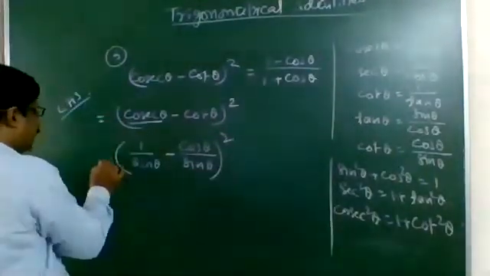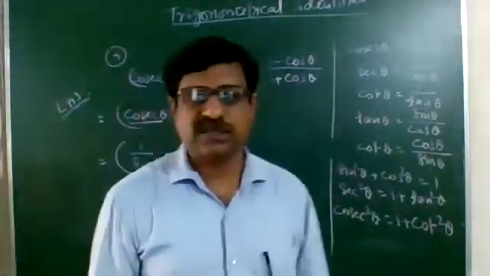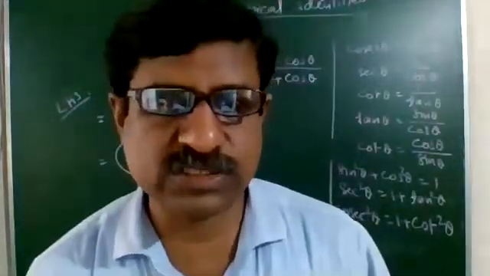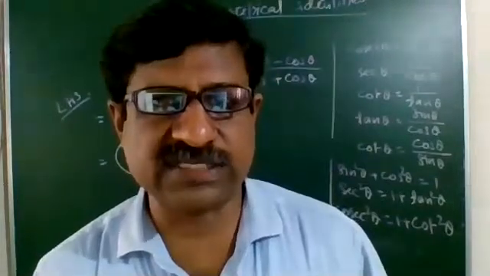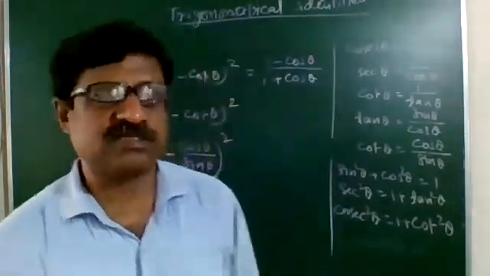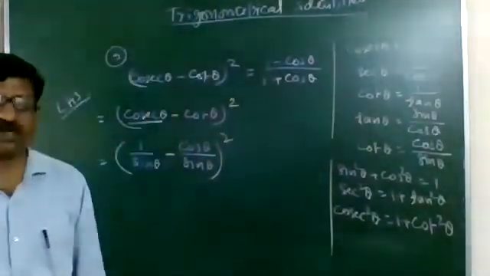Everything I have copied as it is. I've just written the question: (cosec theta minus cot theta) whole square. Put in the values of cosec theta as 1 by sin theta and cot theta as cos theta upon sin theta. That's the first step.